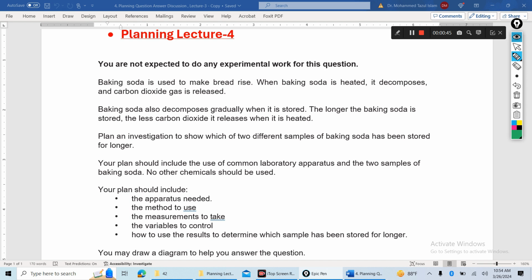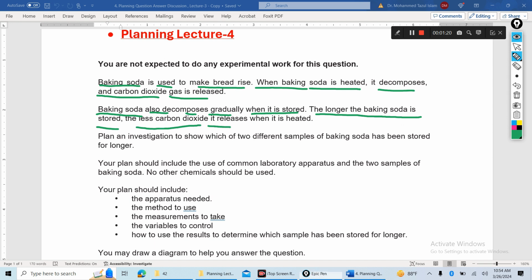Baking soda is used to make bread rise. When baking soda is heated, it decomposes and carbon dioxide gas is released. That carbon dioxide gas makes the bread rise. Baking soda also decomposes gradually when it is stored. If baking soda is kept, it gradually decomposes. The longer the baking soda is stored, the less carbon dioxide is released when it is heated.